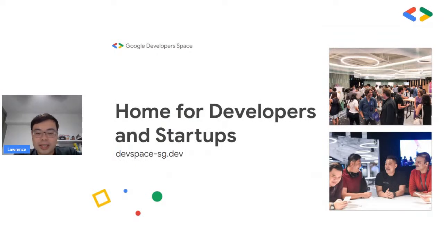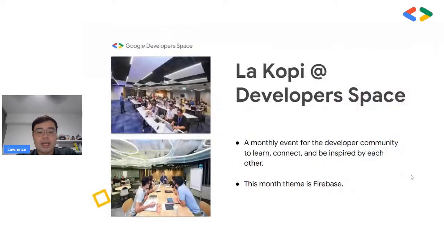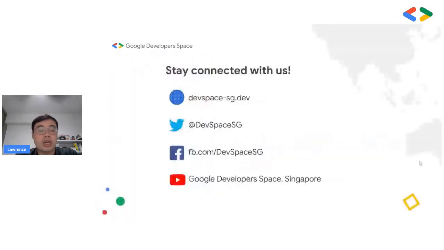So before we begin the session, let me briefly introduce Google Developer Space and what we do. Google Developer Space is a home for developers and startups from around the region to learn, connect, engage, and be inspired. We want to empower and connect the community to our people, network, programs, and technologies. La Kopi at Developer Space is a monthly event for the developer community to learn, connect, and be inspired by each other. Every month, a tech theme is selected, and developers share their knowledge and information with the community. This month's theme is Firebase, and we will post the theme on our social media channels, and you can reach out to us if you would like to share your projects. Please follow our social media channels to get the latest updates.